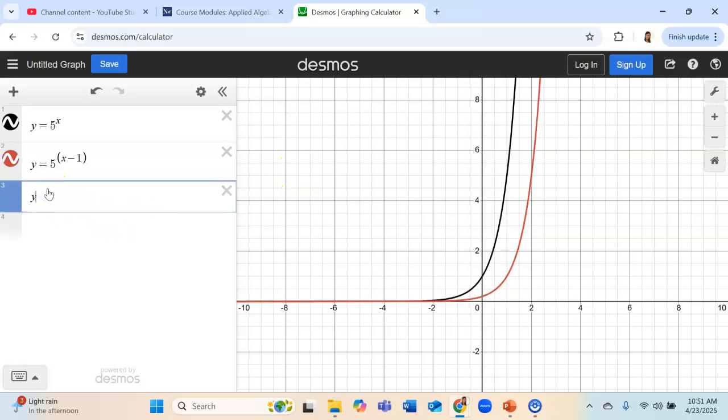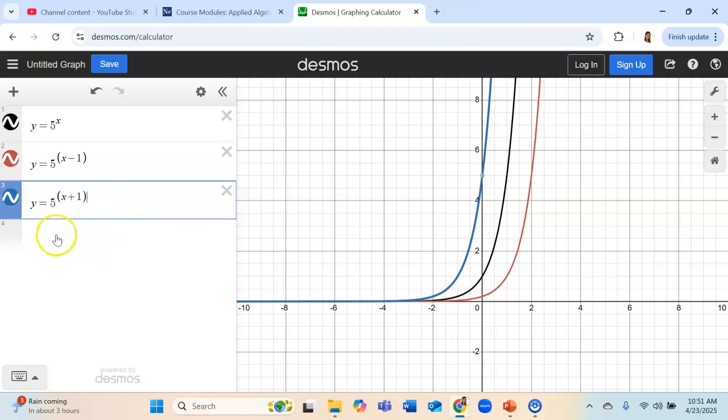And then let's do y equals base 5, exponent x plus 1. And it went to the left one. So opposite h, and that sits inside the parentheses.